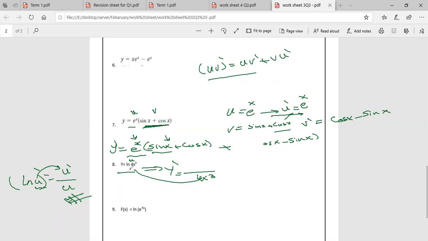What is the derivative of this term? Do you know how we get it? 12x squared. Do you know how I get 12x squared? That is the derivative of 4x cubed. How do we find its derivative? It will be multiply 3 by 4, that is 12x, then decrease the exponent by 1, it will be 2.